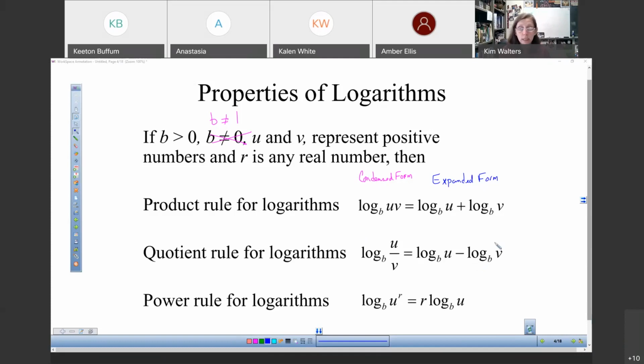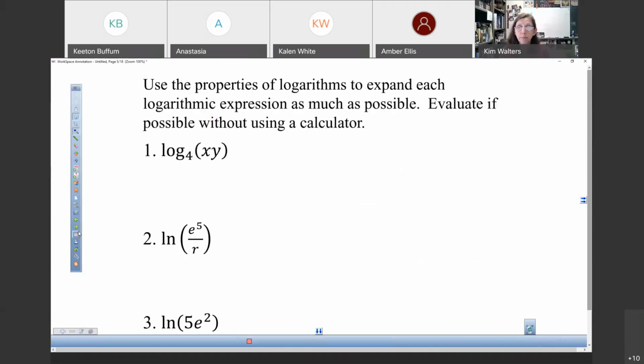So we're going to be using these, so let's see if we can put them into practice. The directions here say use the properties of logarithms to expand our expressions as much as possible, and then evaluate if possible without using a calculator. And we'll get to that part last. So the first thing we want to do is expand.